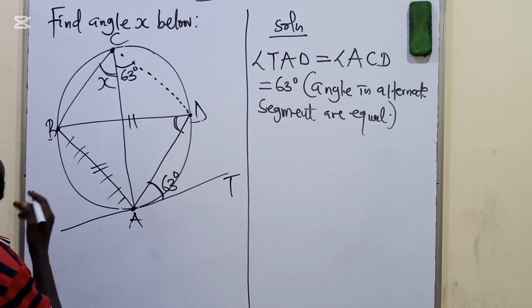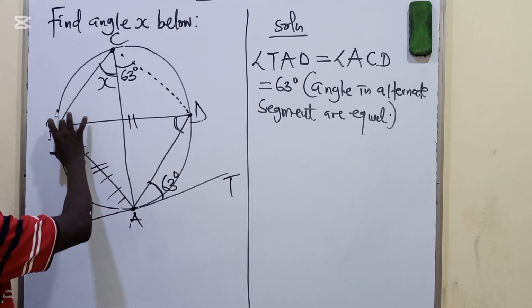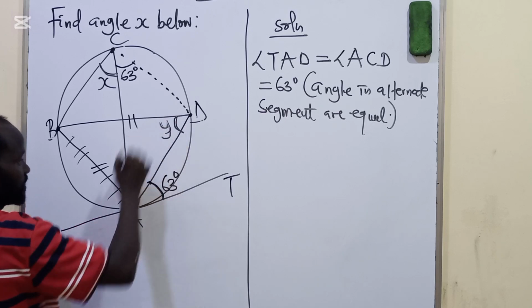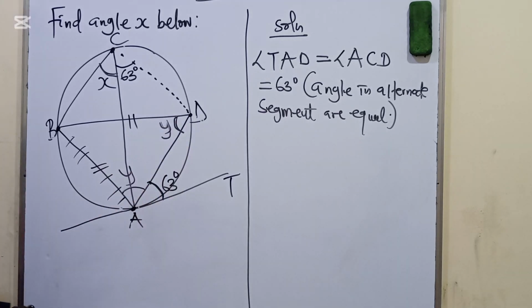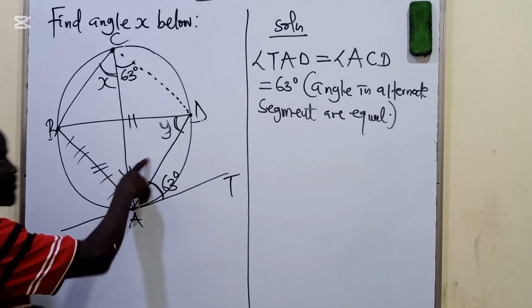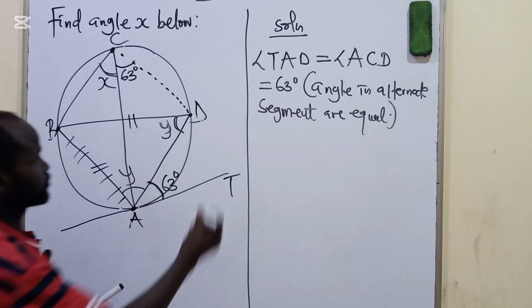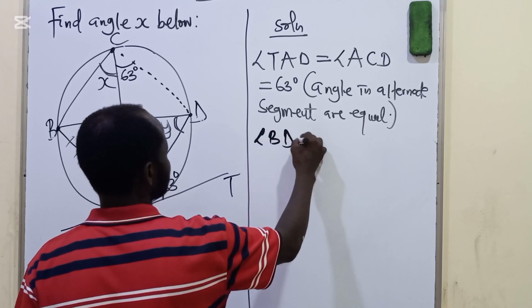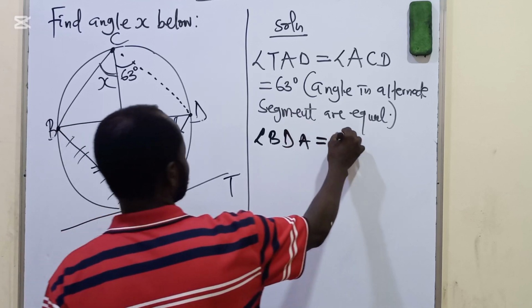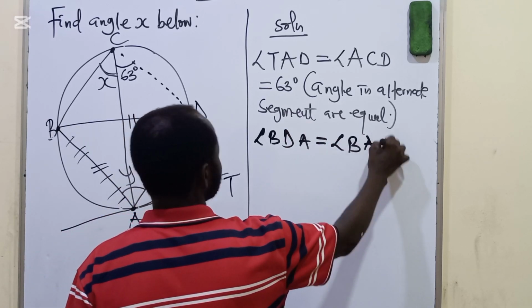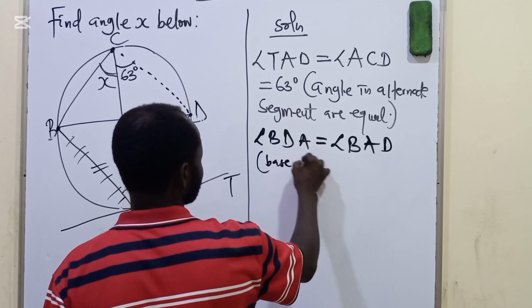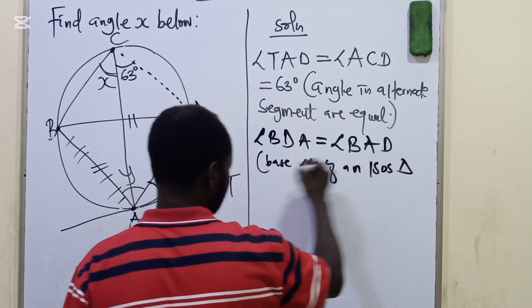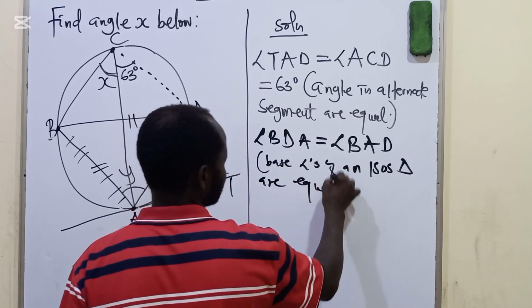So, again, this triangle here is an isosceles triangle. It means suppose this angle is y. This angle here will be y as well. Very important, because base angles of an isosceles triangle are equal. So we can deduce that angle BDA is the same as angle BAD. Base angles of an isosceles triangle are equal.